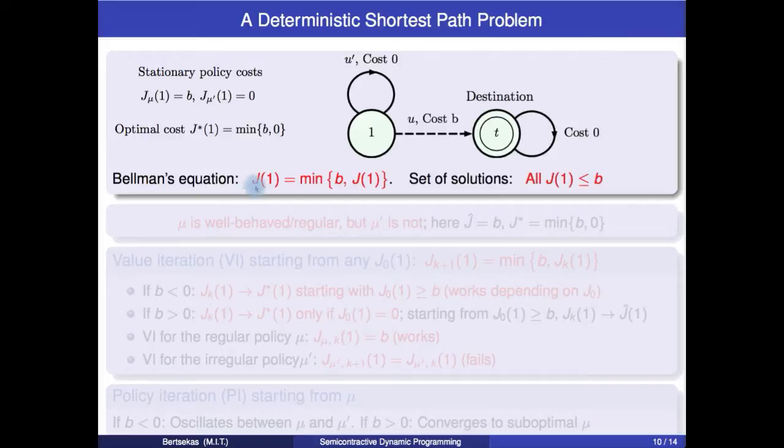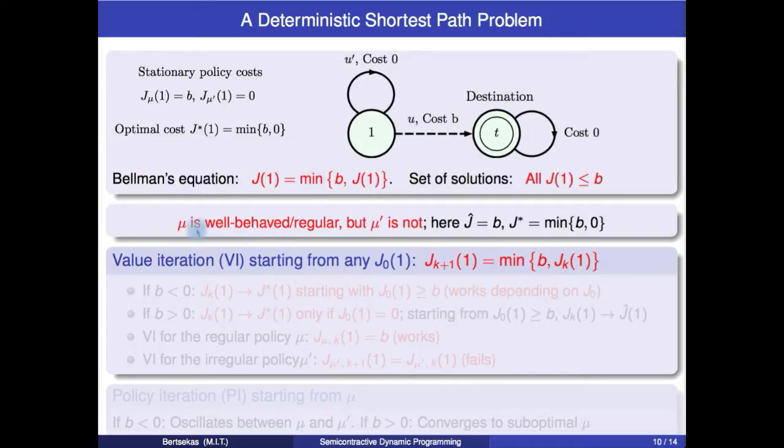So that cost satisfies Bellman's equation, which is written in this form. It's the minimum over the two possible actions, choosing control u, which costs b, and then the cost to go is 0, or choosing control u prime, where cost is 0 and the cost to go is J1 because you stay at 1. So this is Bellman's equation, and now we see that this equation has an infinite number of solutions. All the J1 that are less than or equal to b are solutions, as you can easily see from here. So the optimal cost is certainly a solution of Bellman's equation, but there's also a lot of other solutions.